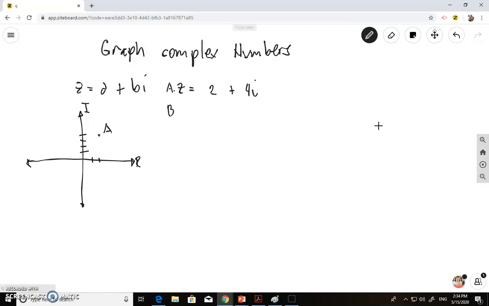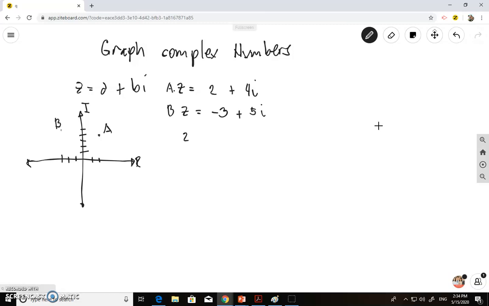Next is point B. Z equals, let's say, negative 3 plus 5i. So in this one, we have negative 3, 1, 2, 3, and then 5i, so it's in this quadrant. Therefore, we will have this point, which is point B.